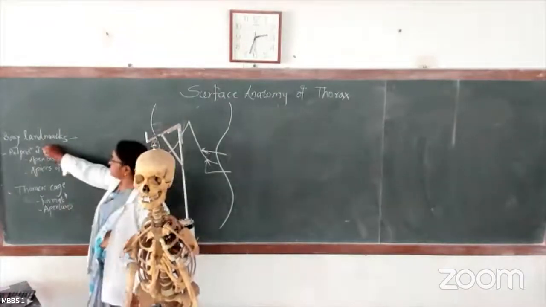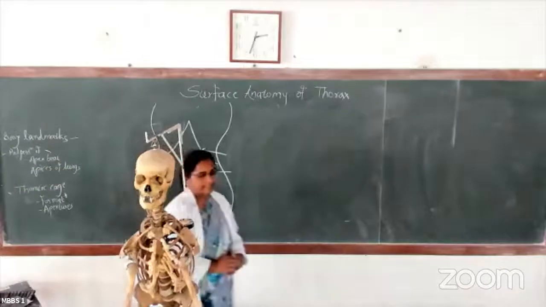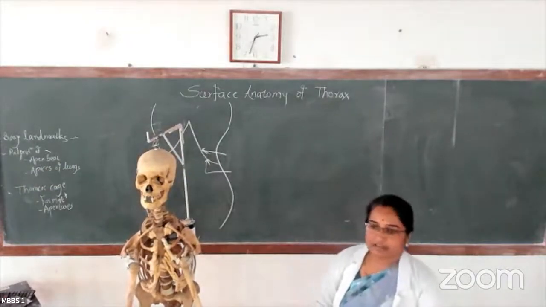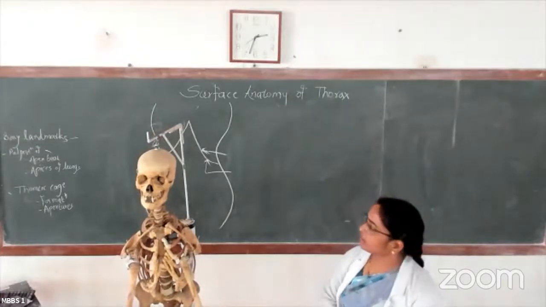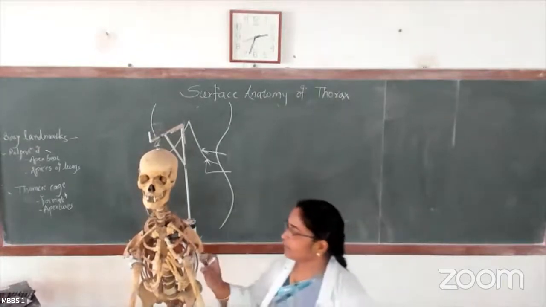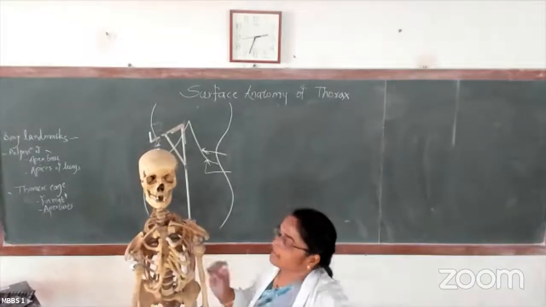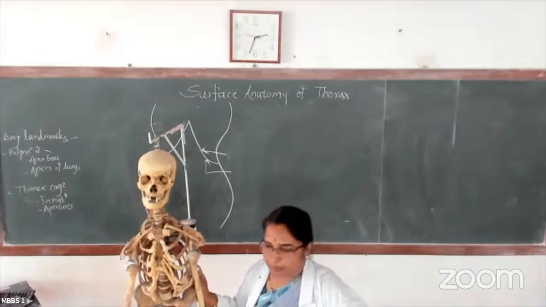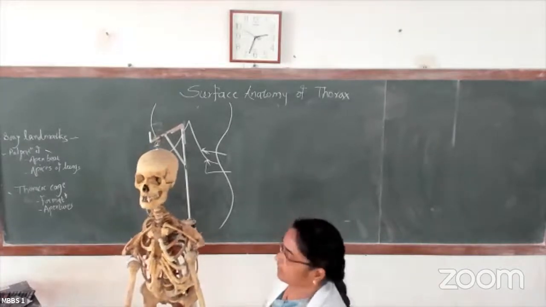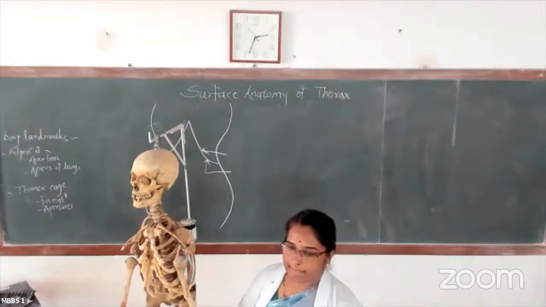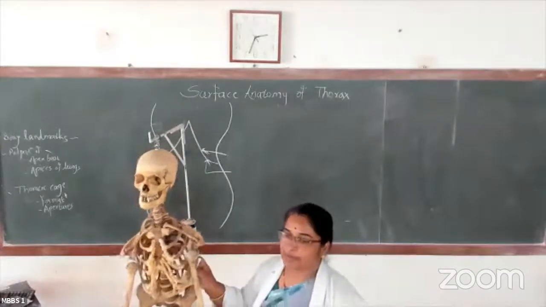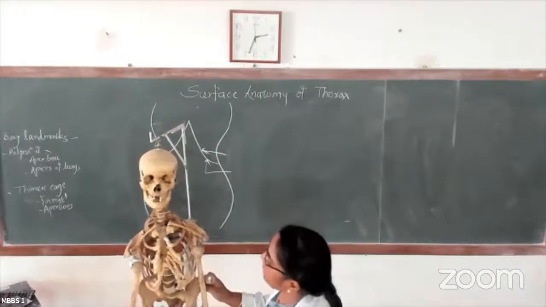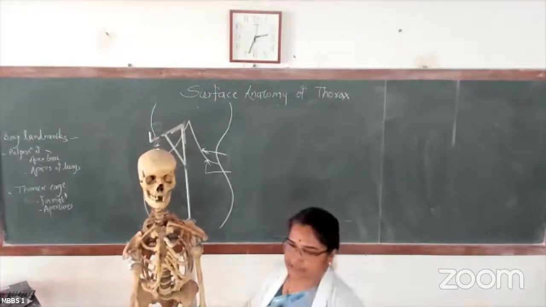Now we'll see the examination of the thorax, under which we first see the inspection. Under inspection, what we are going to inspect are the respiratory movements. After inspection there is palpation. So what do we have to palpate? We have to palpate for the apex beat.